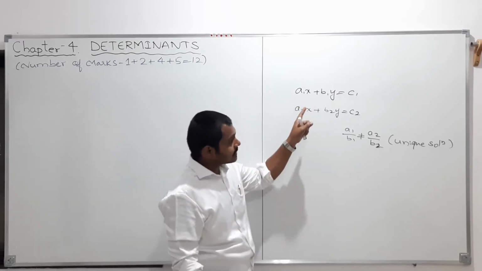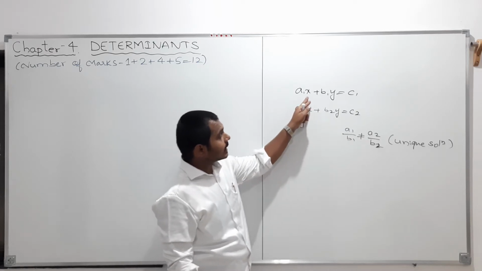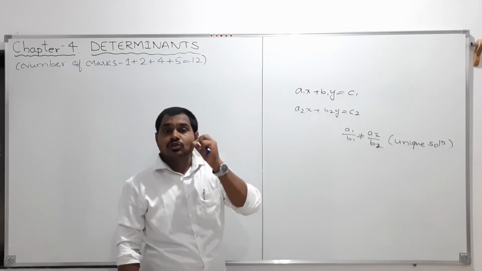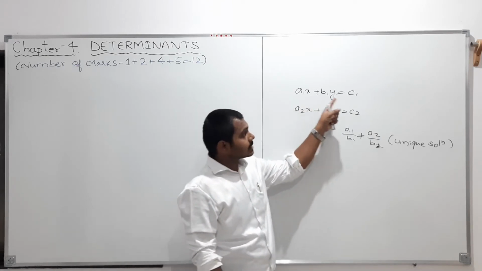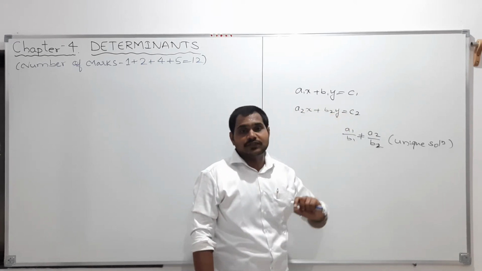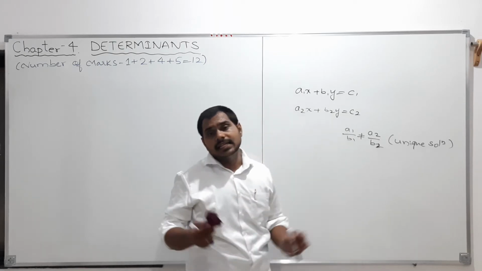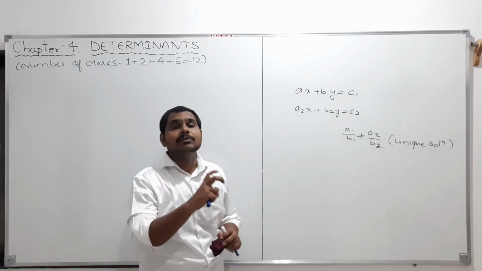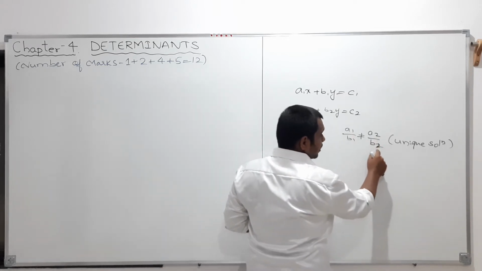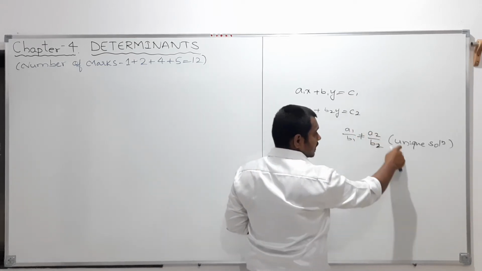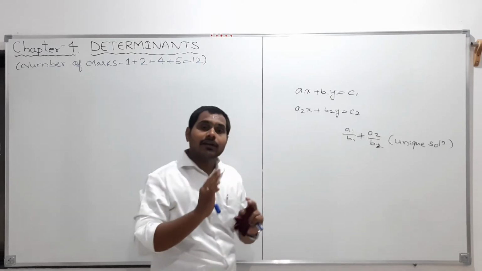Solution means, my dear students, you can get the value of x and y. Those values of x and y, if you substitute here, then the equation LHS will become RHS. The equation is satisfied. We studied all these things in the earlier classes; I am just recalling them. So, my dear students, a1 by b1 not equals to a2 by b2 means this linear system of equations will have a unique solution, that we know.